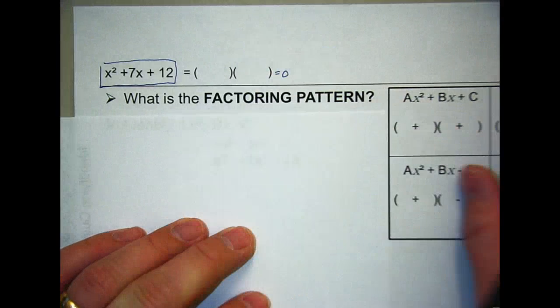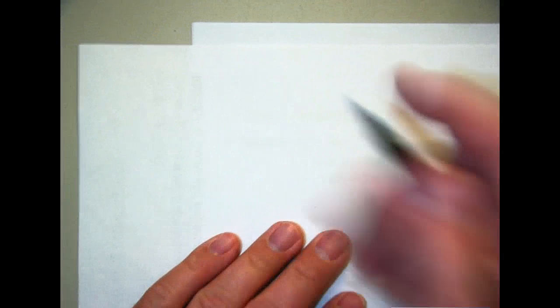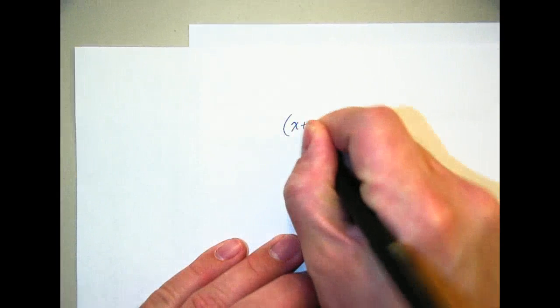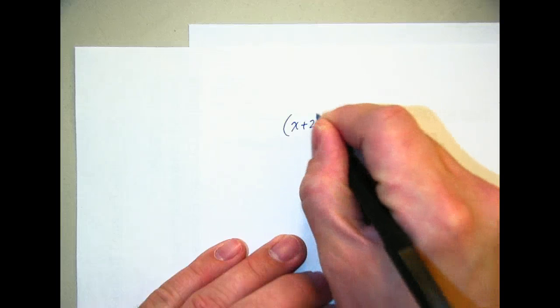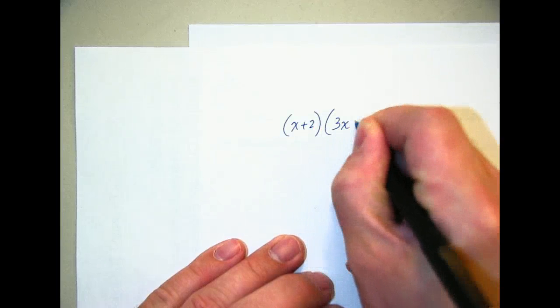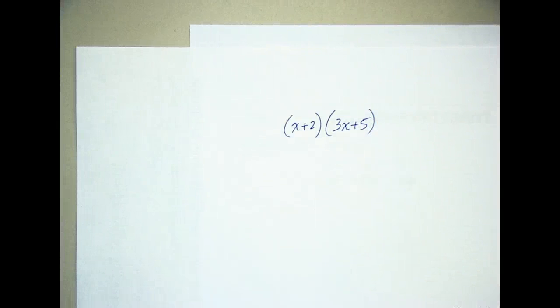All right, so for instance, if I were to take a problem like we've had in the past, say x plus 2 times 3x plus 5. What have we done with those lately? What'd you have to do on your quiz yesterday with that? Yeah, you had to do the FOIL thing. Everyone go ahead and do what you had to do there.